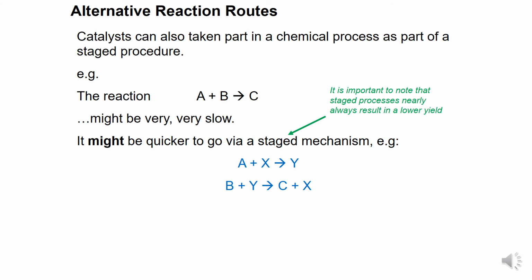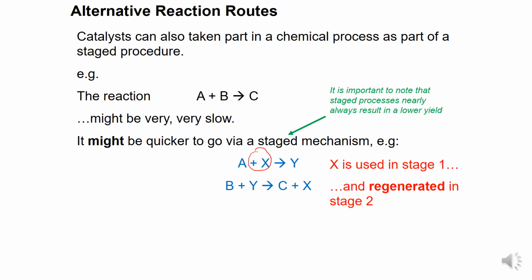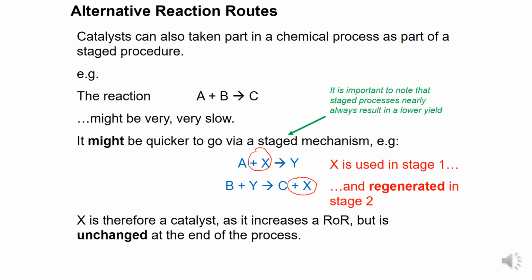Although, as I've put here in green, stage processes do almost always result in a lower yield. So you would get a faster reaction but less of your product at the end. It'd be very much a balance between how quick you need your product and how much you want. Now what we can see here is that X is used in stage 1, just here where we do A plus X, but then it's regenerated or reproduced in stage 2. So X is therefore a catalyst because it increases the rate of the reaction. It makes this a faster process, but it's unchanged at the end of the process.